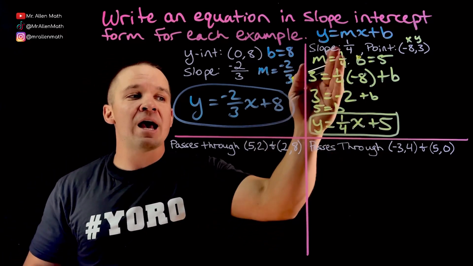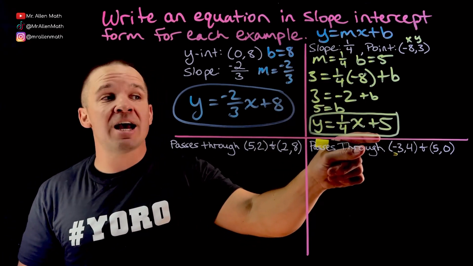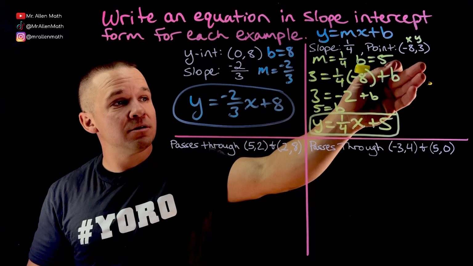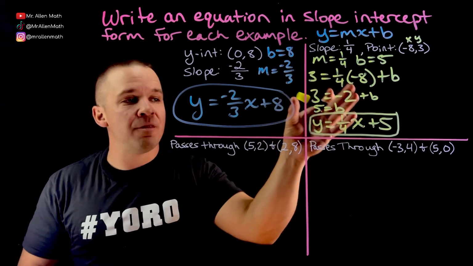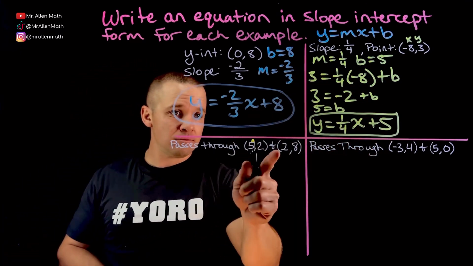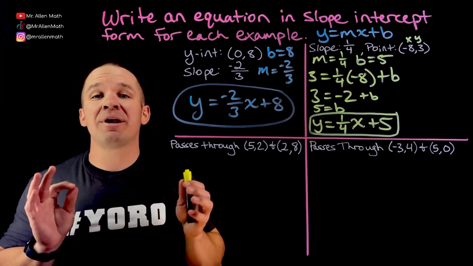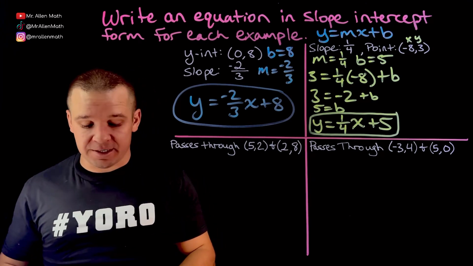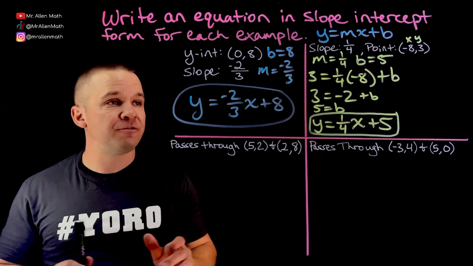Over here, we had m. We're ready to go. But I didn't have b. So I used a point to solve for b and then write my final equation. Here, I don't have either. So panic sets in, yes? Okay. It's all right, though. We're going to be fine. We're going to be just fine.